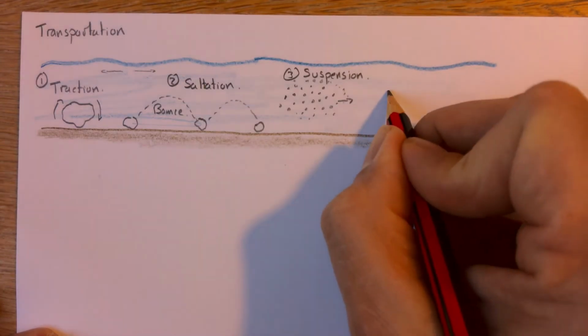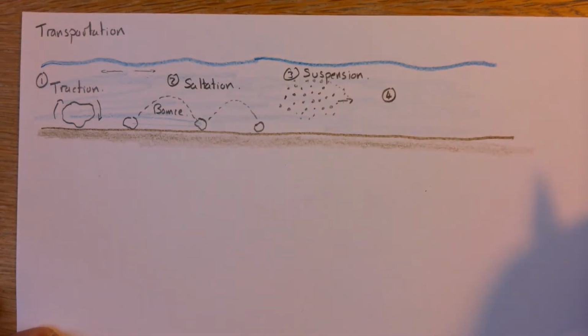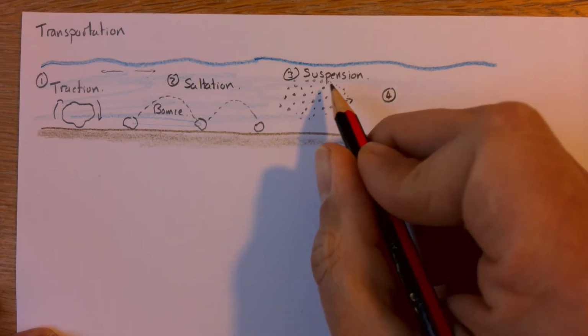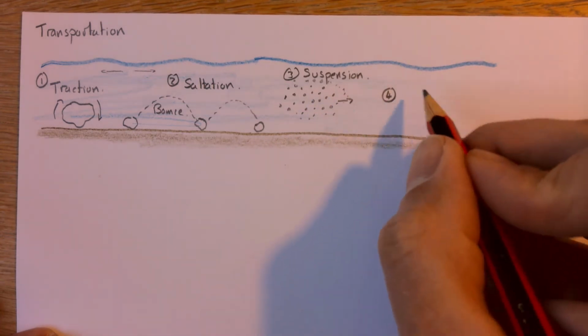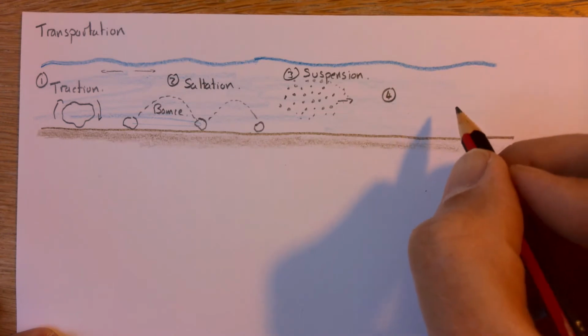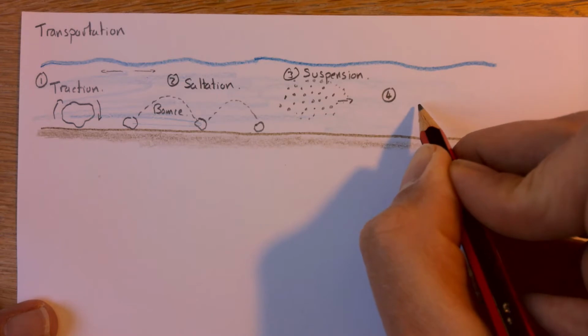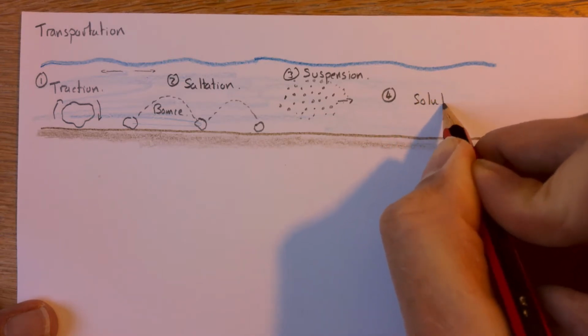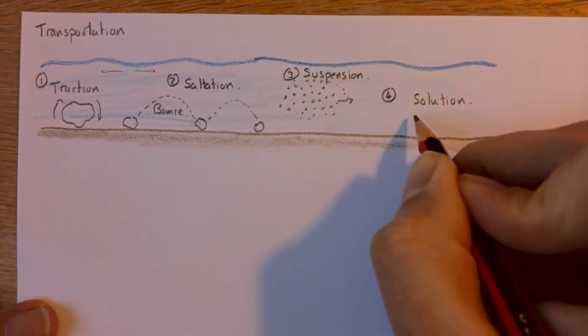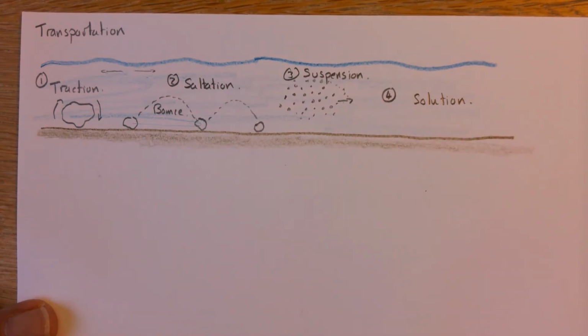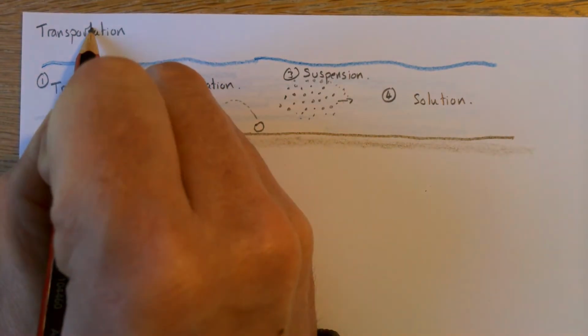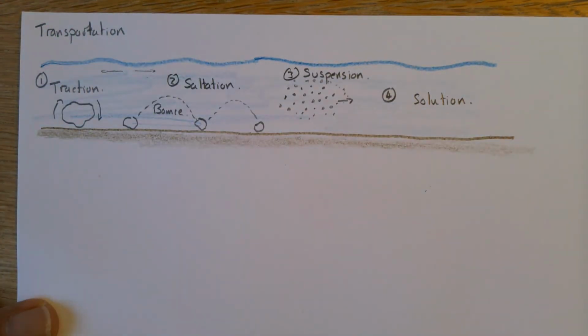The final process of transportation, difficult to draw because you can't see it, is where materials get dissolved in the water. So especially if the water has a slight pH or the material is limestone, then they dissolve and are transported in solution. So the ions are dissolved into the water. And those are our four processes of transportation that we will find operating at the coast. They do also operate in rivers, so this is a nice double up of revision.